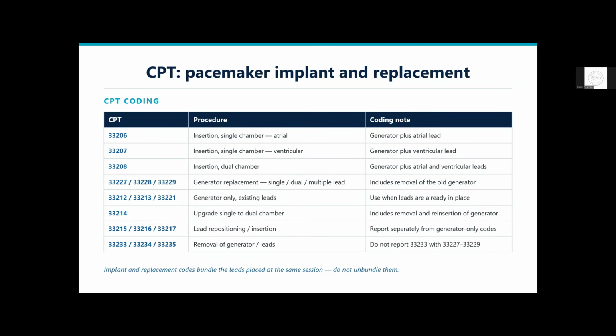Lead repositioning or insertion, 33215 through 33217, is reported separately. Removal codes 33233 through 33235 apply to generator or lead removal, but do not report 33233 with 33227 through 33229. Remember, implant and replacement codes bundle the leads placed at the same session.